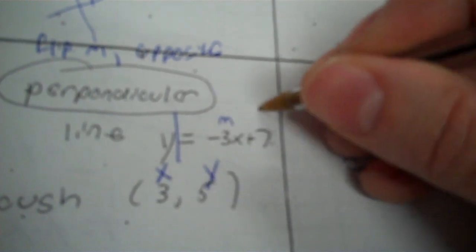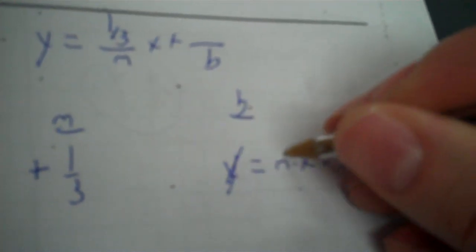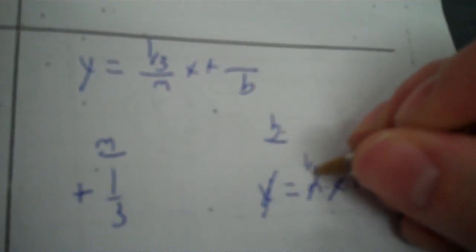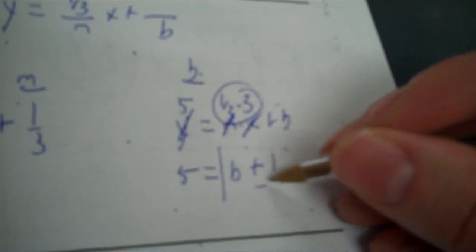So y is by itself. I don't need the b. Now there's got to be a fraction there to flip, so 3 over 1 now flips to 1 over 3. And since we have a negative, we have to make ours the opposite, which is positive, so it'd be positive 1/3. Then for b, y equals m times x plus b. So my m is 1/3, okay. Then 5 is y, and 3 is x. So 5 equals b plus, now you take 1/3 times 3, that's 1. Okay. Subtract 1 from both sides, and 4 is equal to b.